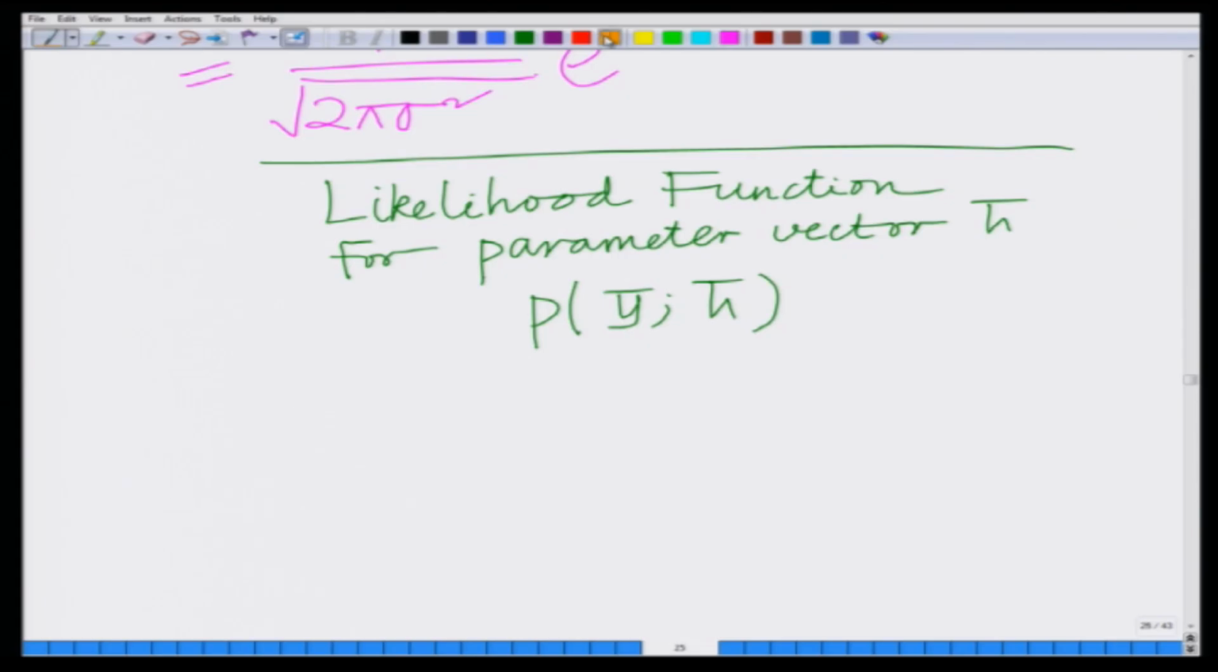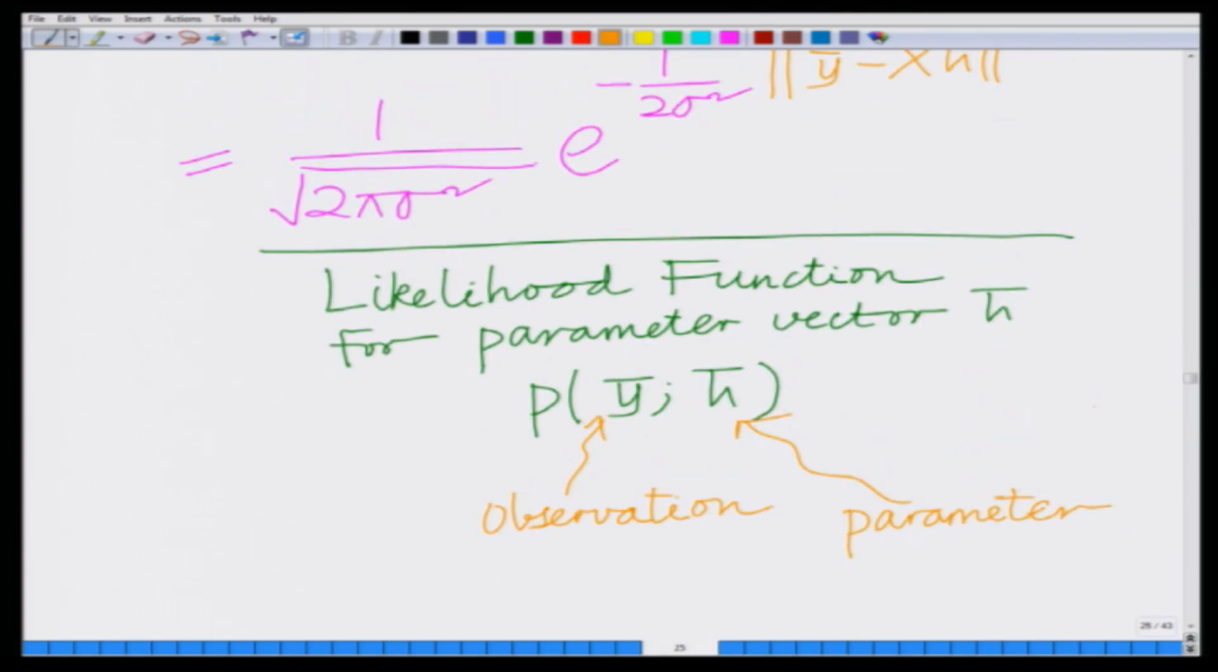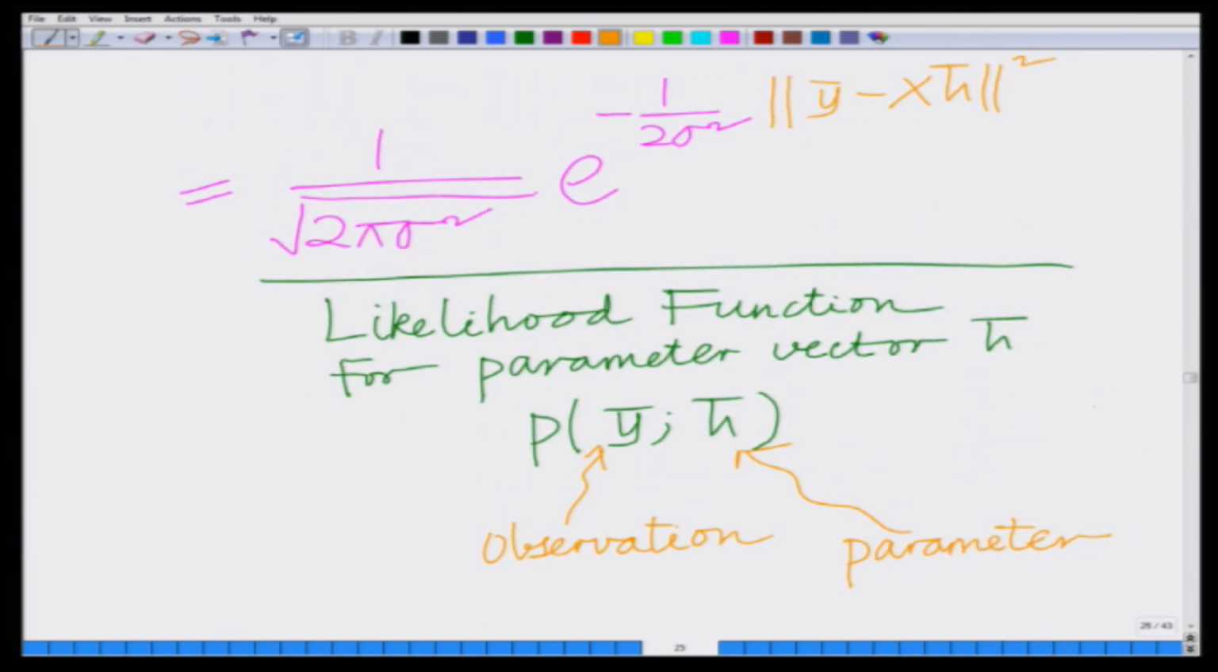Just to be extra clear, this is your observation vector and this is your parameter vector. Yeah. So, now what we have done is basically we achieved the aim which we initially set out for, that is, to develop a likelihood function towards the estimation of this parameter vector h bar.